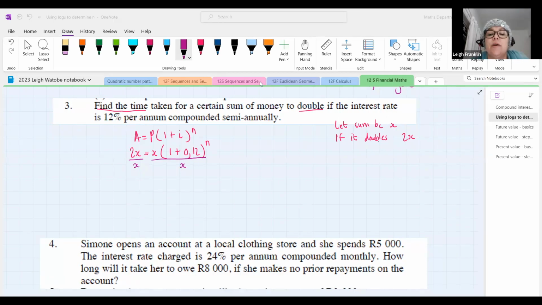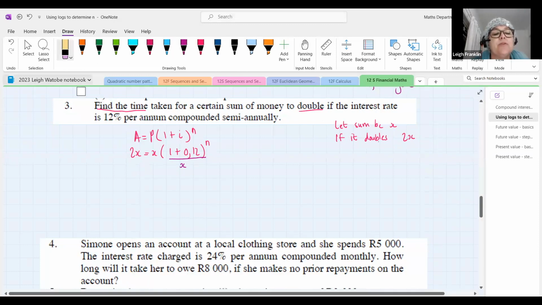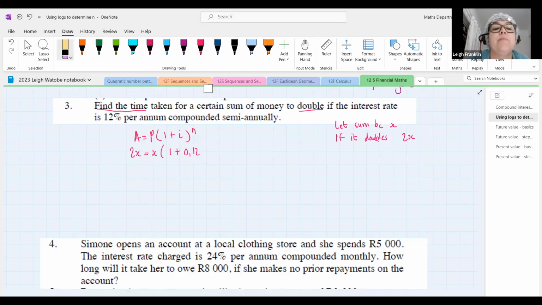Exactly, Shisana. Oh, yes. Nolutando, thank you. Somebody else, I don't know if anybody else picked this up. Sorry. I forgot about the interest rate. I beg your pardon. Quite right. Because it was compounded semi-annually. Yes. Sorry, everybody. I forgot about that.